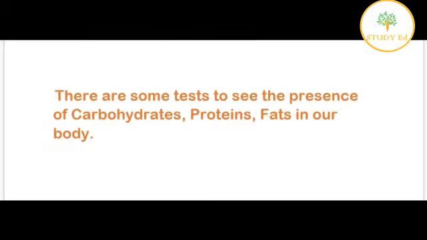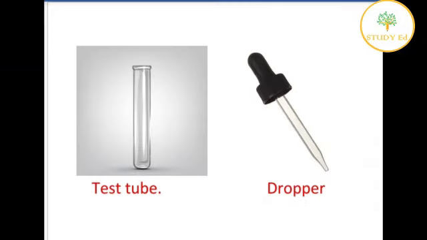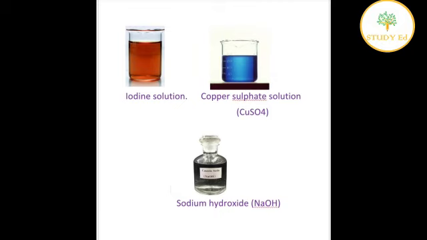There are various tests to see the presence of carbohydrates, proteins, and fats in food, and they are simpler to perform than tests for the other nutrients. Let us take a look at the apparatus that we need to perform these tests. We need test tubes, a dropper and 3 chemicals. First one is iodine solution, second is copper sulfate solution and third is sodium hydroxide solution. While doing these tests, please do it under supervision and do not try to taste the chemicals.